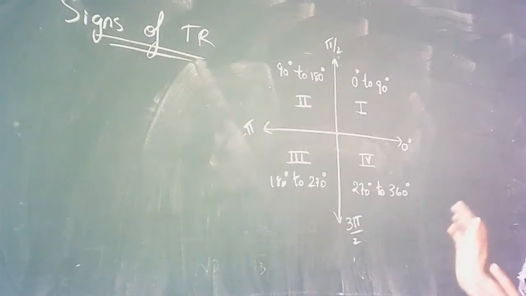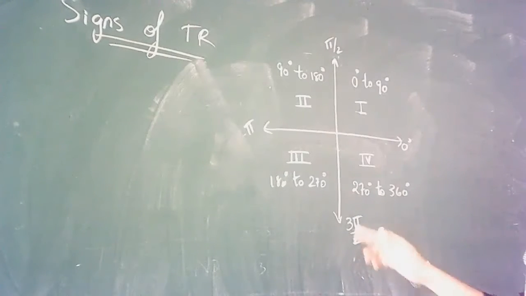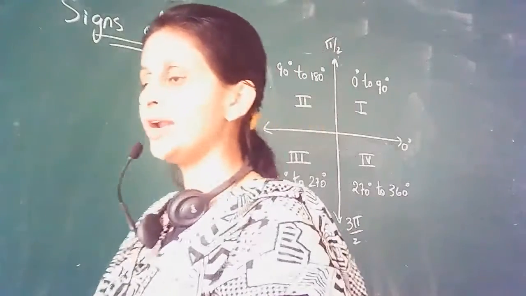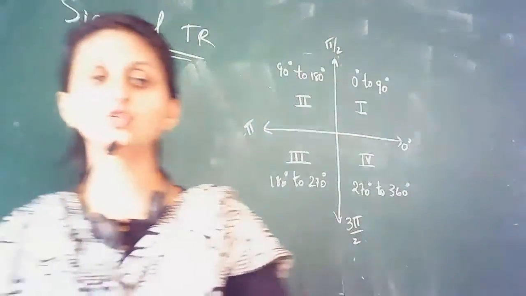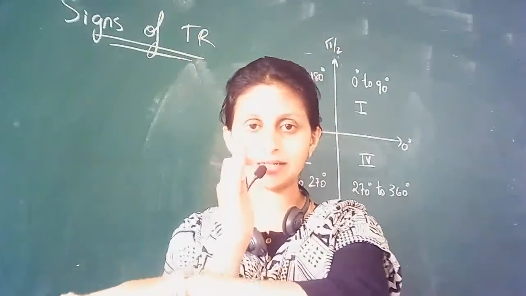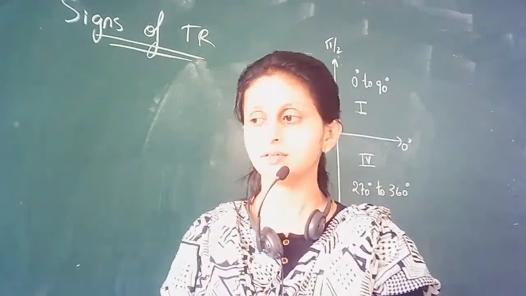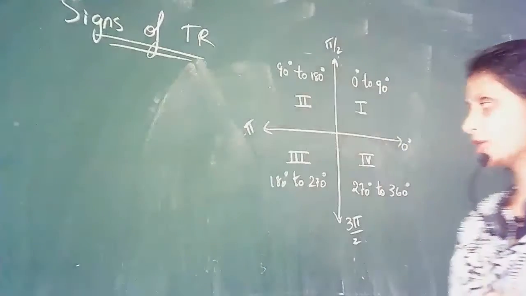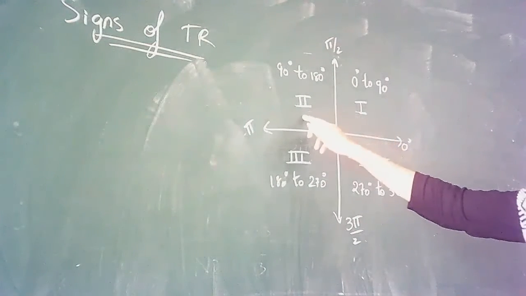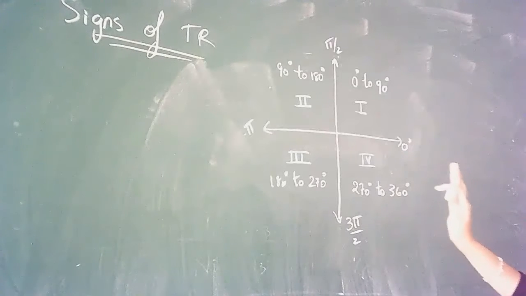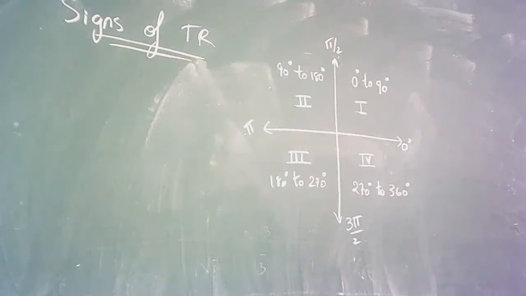So first, are these things clear? The quadrants part, is it clear? Once again I repeat, the coordinate axes always divide the plane into 4 equal parts, and each part is called a quadrant. Each part is called what? Quadrant. First quadrant, second quadrant, third quadrant, and fourth quadrant. Is this clear to everyone, till here?